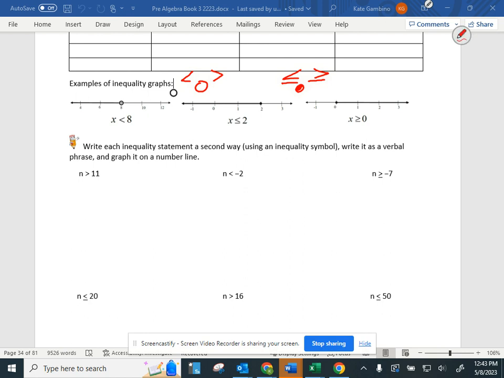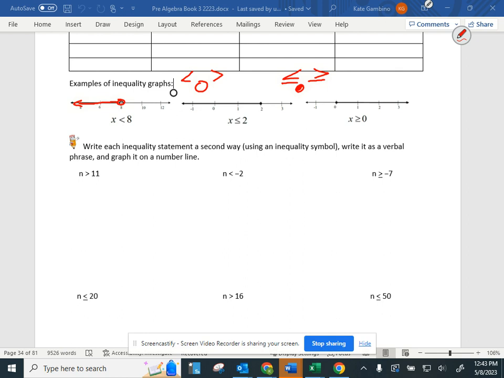So you'll see here, x is less than 8. So we go to the 8. It is an open circle, and it's less than 8. So we're at the 8, and we go less than. It can be any number smaller than 8. It's an open circle, so we know it cannot be 8.